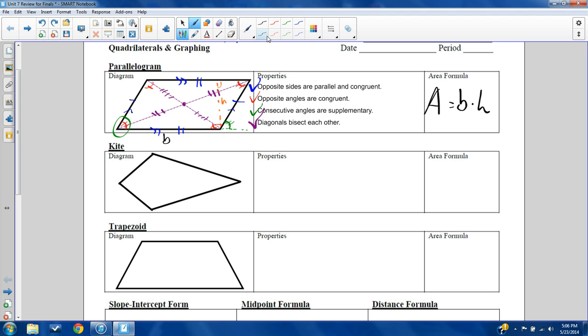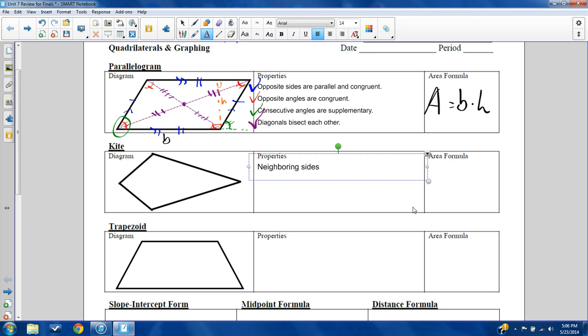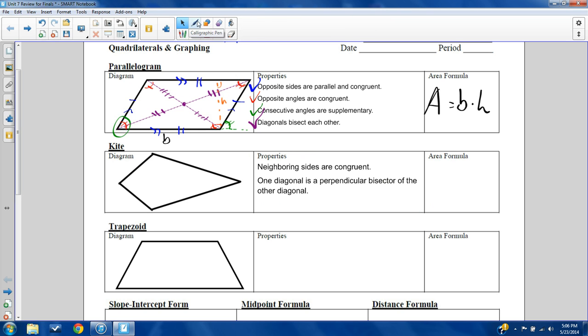Okay, the kite has some certain properties here, such as, and I don't know if this is the best word to use, but I say neighboring. I said in the last video too. Neighboring sides are congruent. The other thing is that one diagonal is a perpendicular bisector of the other diagonal. So neighboring sides are congruent. You can see which ones are congruent.